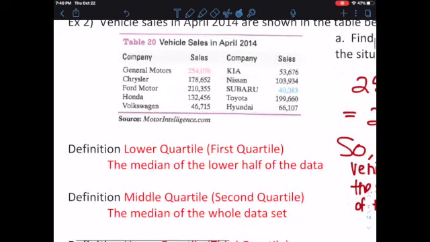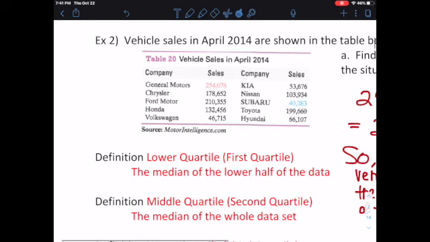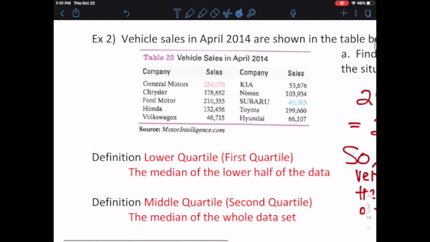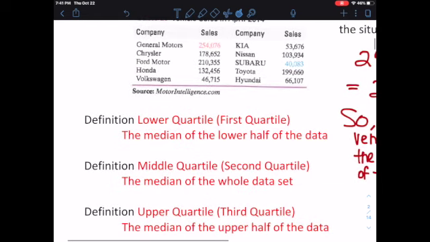And then the middle quartile, that's the second quartile. That's the median, which is the 50% that we talked about before of the whole data set. And the next one is the upper quartile. The upper quartile is between the median, which is 50%, and 100, so therefore 75. So if you want to think about it, this is like the 25% mark, this is like the 50% mark, and this is about the 75% mark.